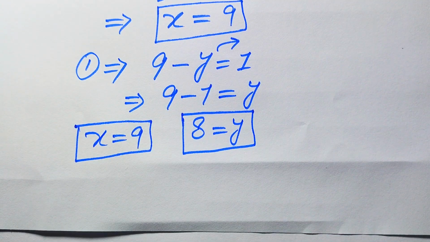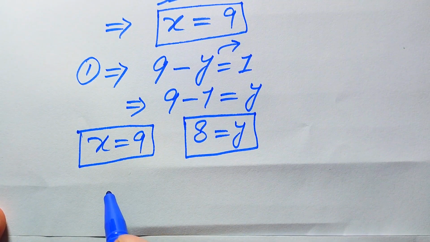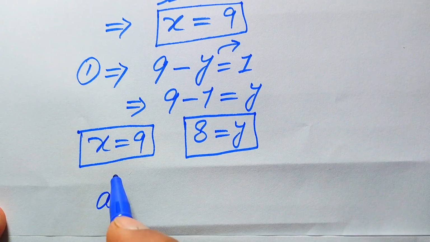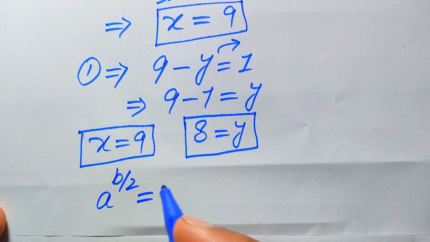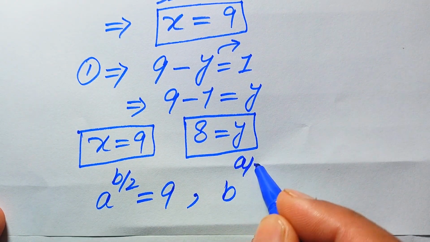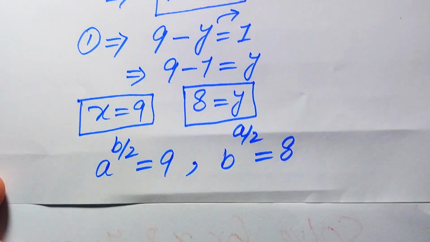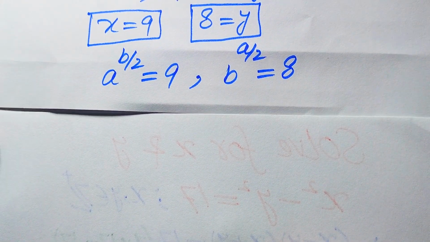But now, in the next step, we need to verify whether this value of x is a solution. We use these two values of x and y and we get the values of a and b. In the start of the problem we took x equal to a to the power of b over 2. We put it here, and it becomes a to the power of b over 2 is equal to 9, and when we put the value of y, it becomes b to the power of a over 2 is equal to 8.